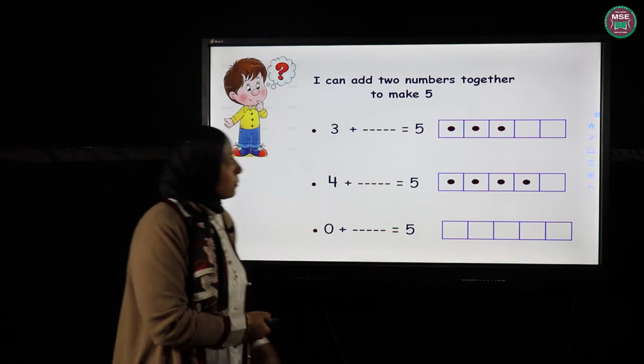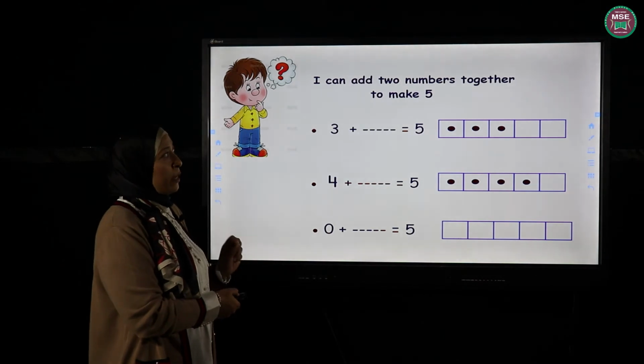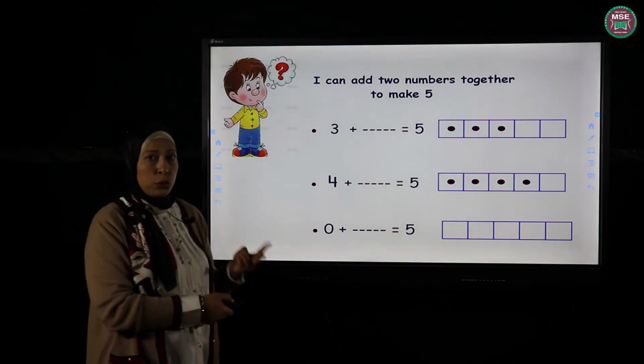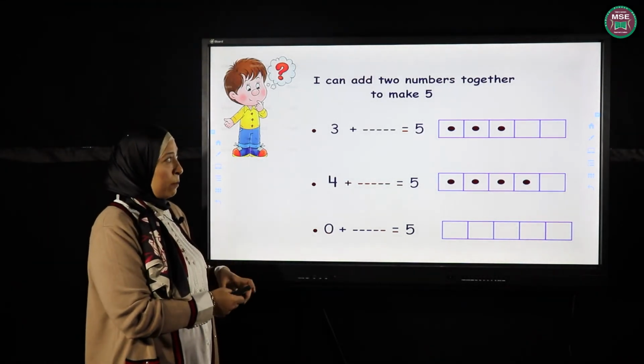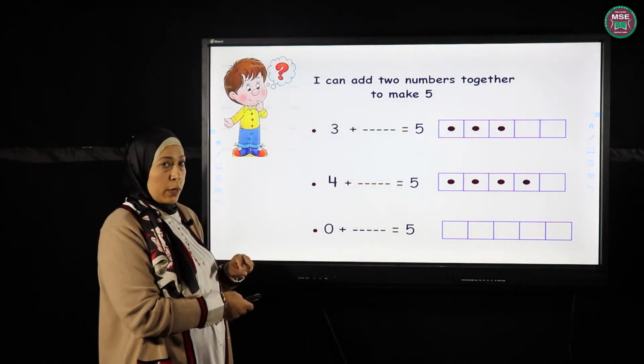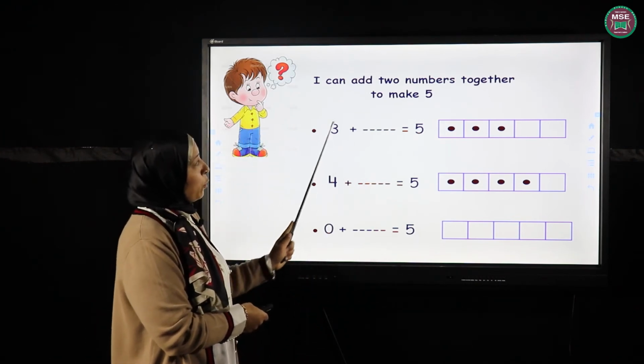Now, here, from this exercise, we can know that when we put two numbers together, like the cupcakes at the beginning, when we add any two numbers together, we can get a whole number, but this is in the form of adding.